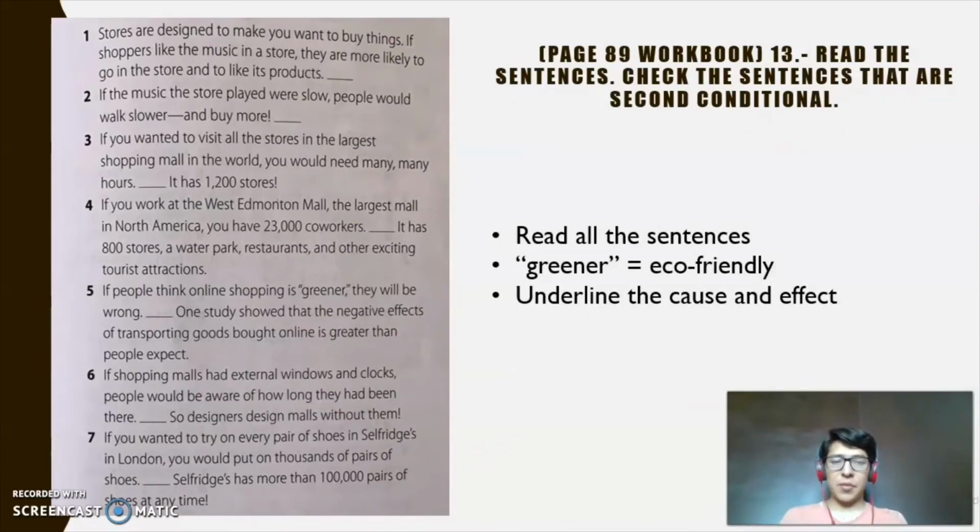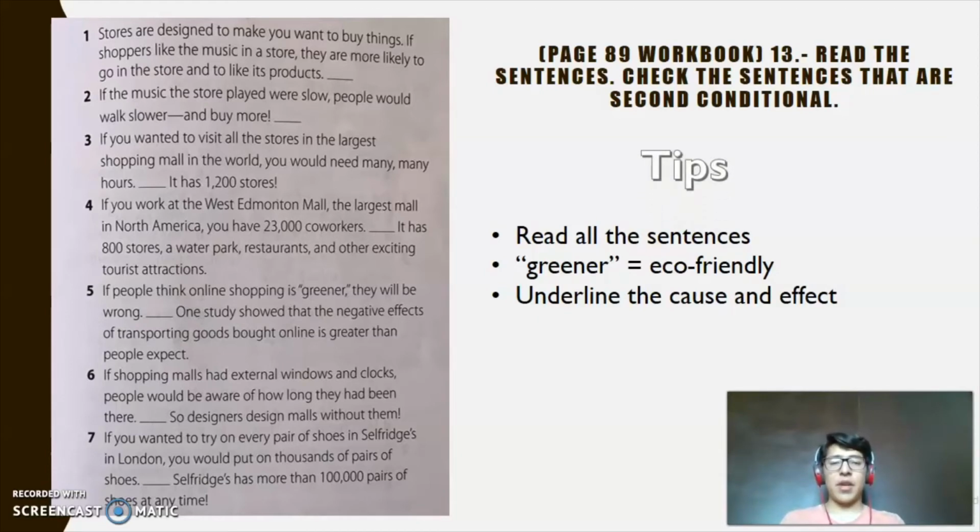Okay, guys, moving on to the workbook on page 89, we have exercise 13 that says, read the sentences, check the sentences that are second conditional. Number 1 says, stores are designed to make you want to buy things. If shoppers like the music in the store, they are more likely to go in the store and to like its products. Okay, guys, first of all, I'm going to give you some tips.